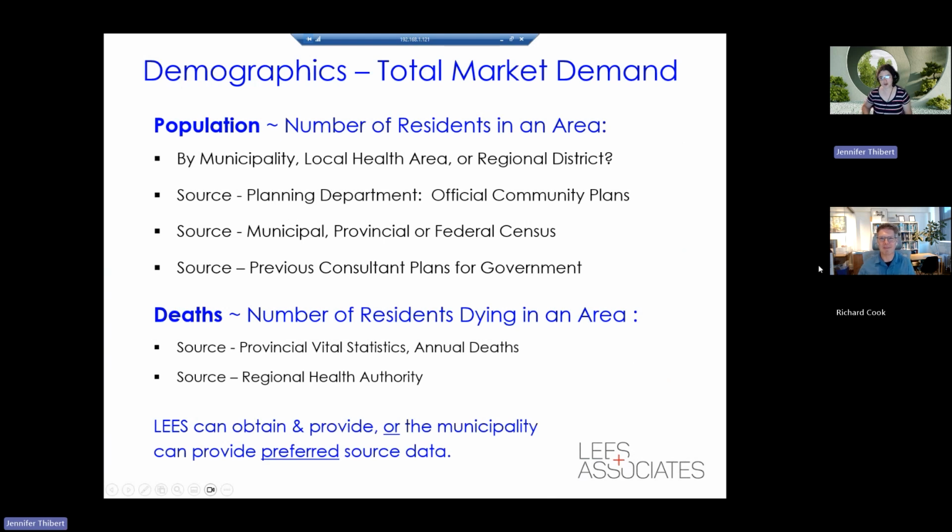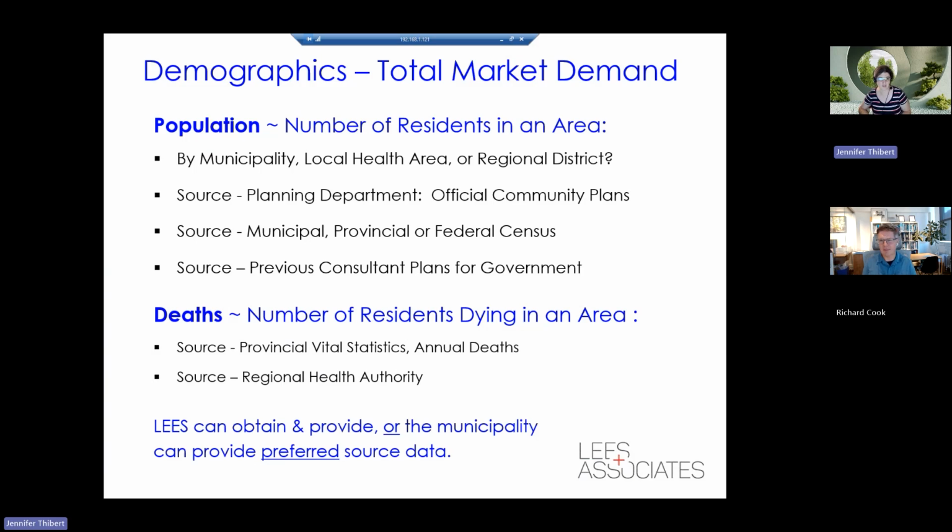So the first 2 elements we're going to talk about are things that either Lees and Associates has information and access to, government information and such, or we can use the municipalities' more customized preferred data sources. The reason that sometimes the municipality prefers us to use their data is that it introduces consistency between community plans that are being used by the municipality. So population data can come from the municipality, from their planning department, or other community plans, or sometimes plans that have been done by other consultants used in other departments.